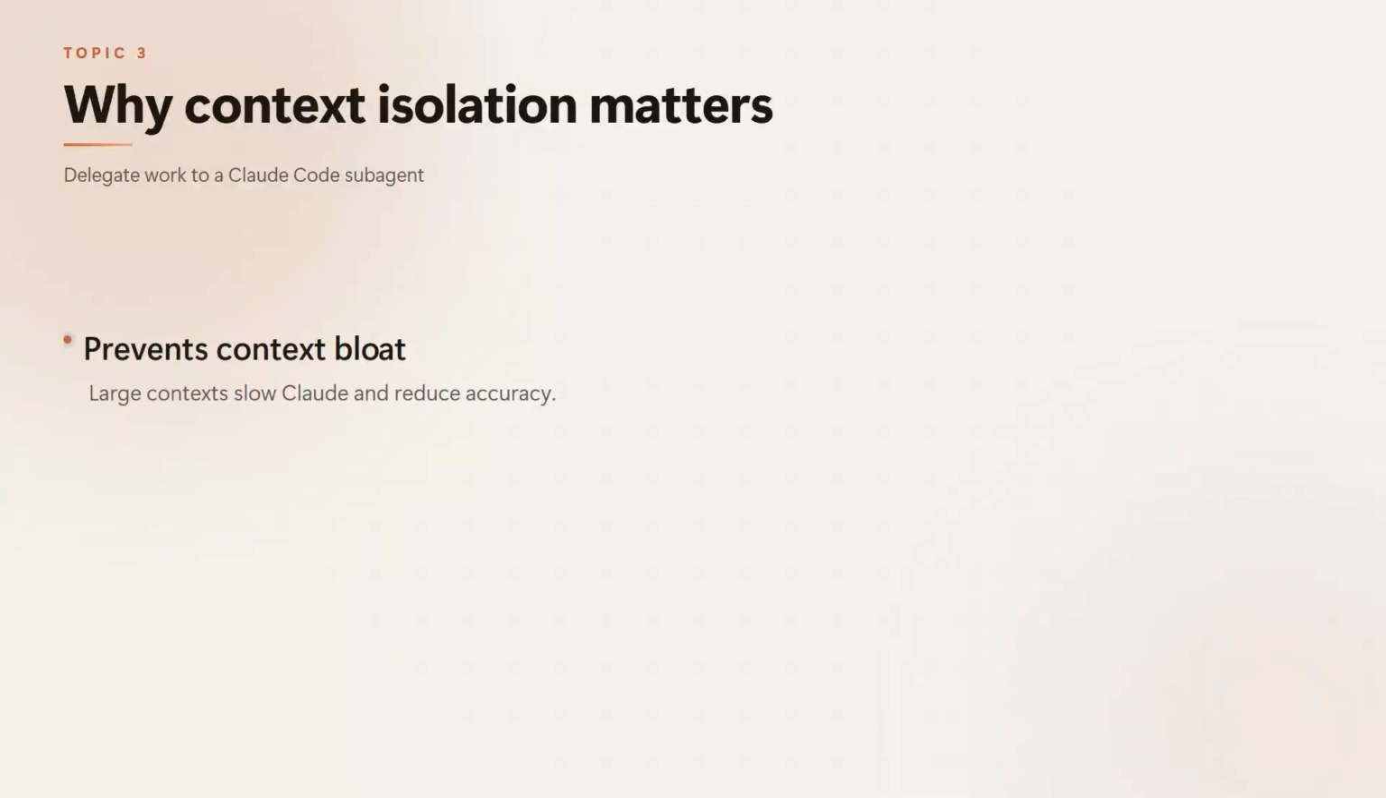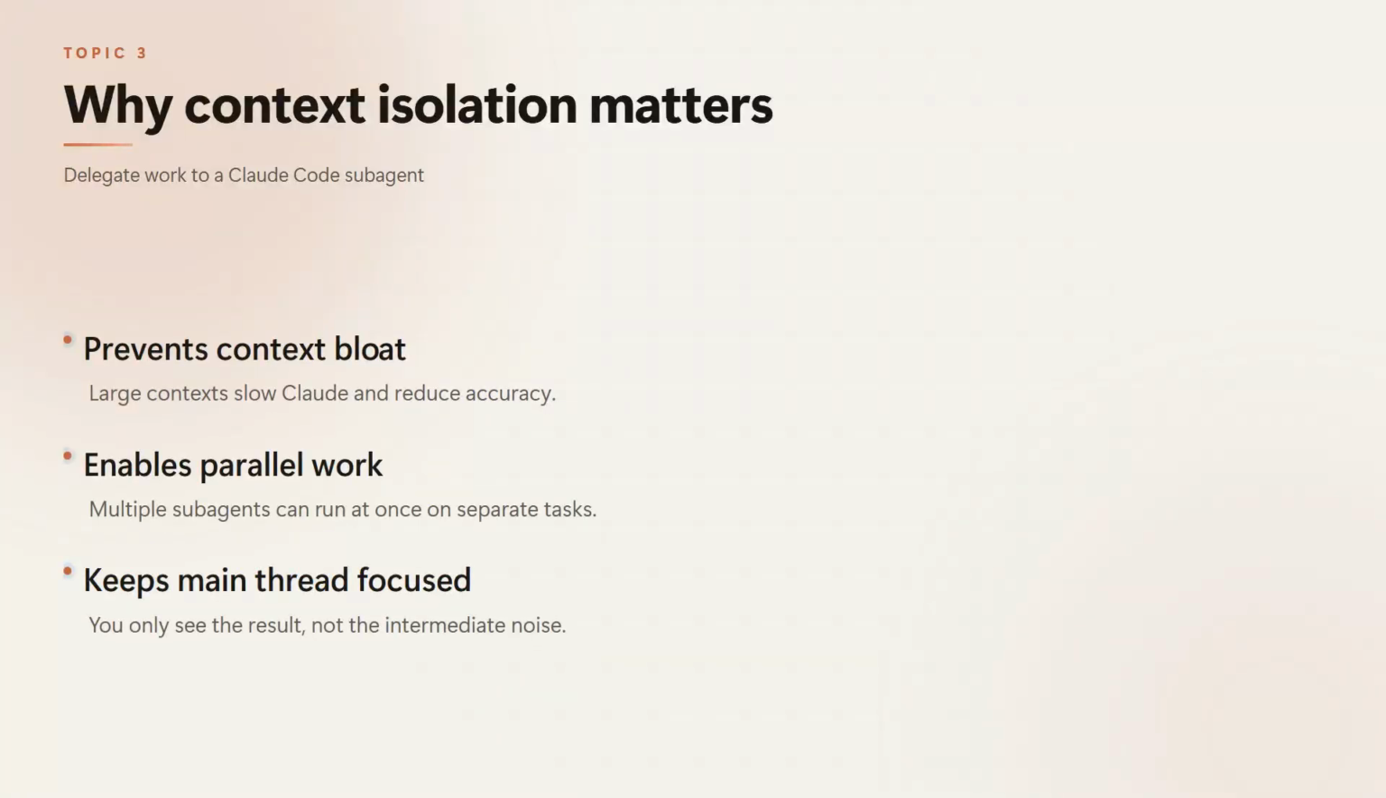Without subagents, every research step, every file scan, every review piles into the main context. Eventually Claude slows down, misses details, or starts hallucinating because the context is too large. In production, this means a code review that should take seconds drags on for minutes, or a plan mode session loses the plot halfway through. Subagents prevent this by offloading work to isolated workers. The main thread stays lean and fast, and you can even run several subagents in parallel, getting results back without ever polluting your primary conversation.